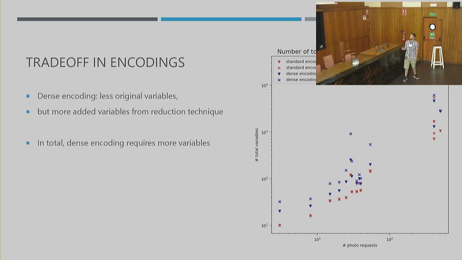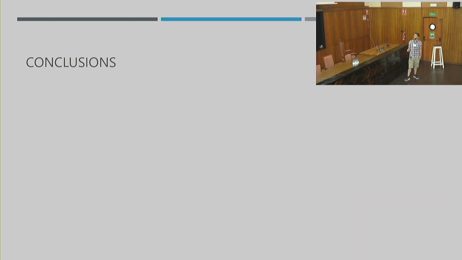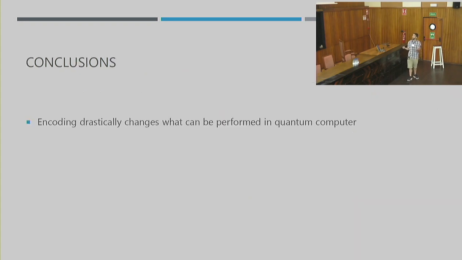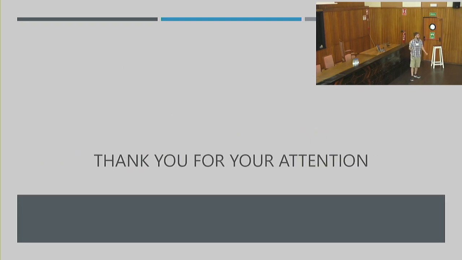So I guess that's what I wanted to say. The zombie is unhappy with that. And that's the basic conclusion I wanted to share. Of course, encoding is drastically relevant because we don't have many qubits available, but it can have counterintuitive results, right? It's not simply the denser the better, right? And thank you for your attention.